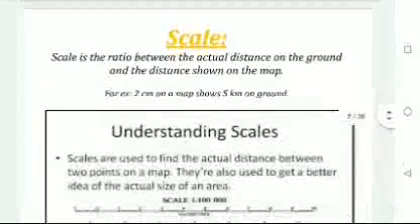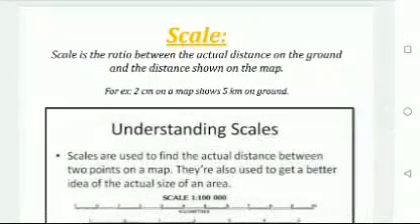The first component that we are going to discuss is the scale. Scale is important to measure the distance. So what is the scale of a map? Scale is actually the ratio between the actual distance on the ground and the distance shown on the map.